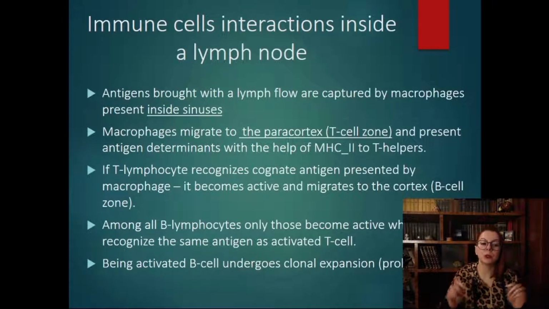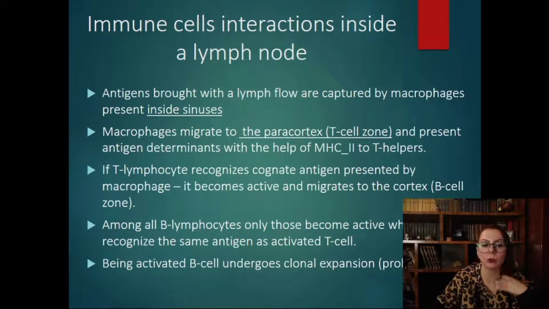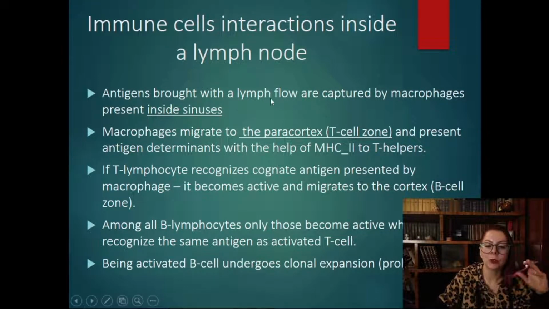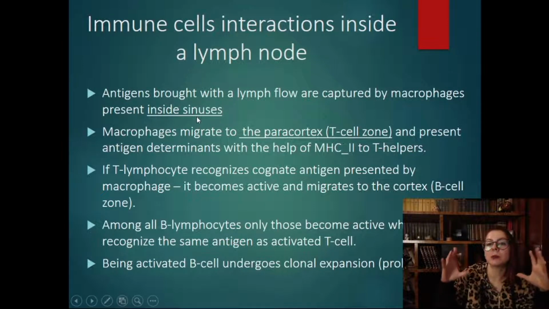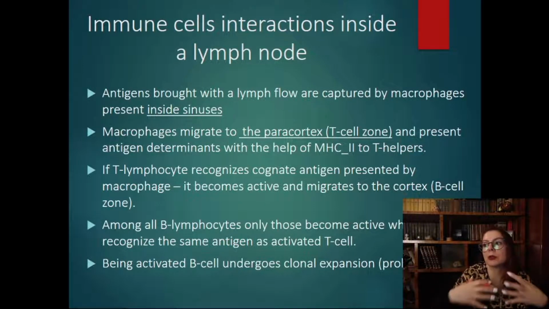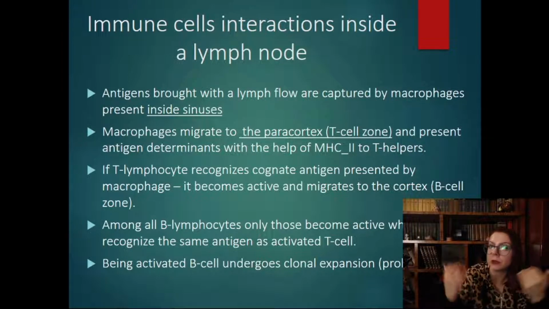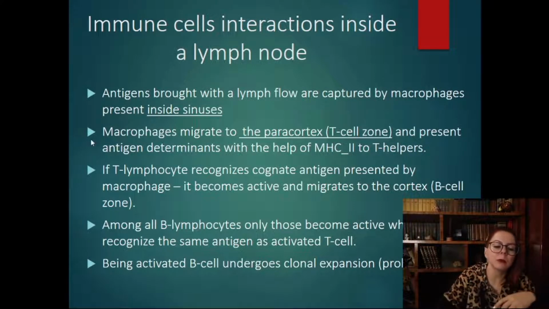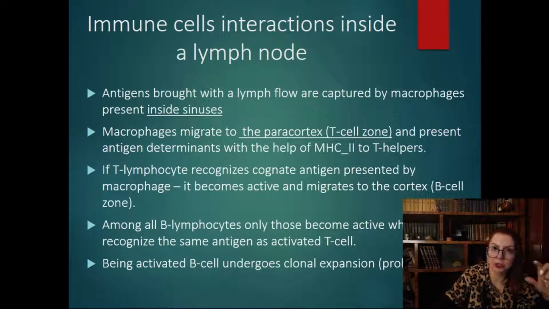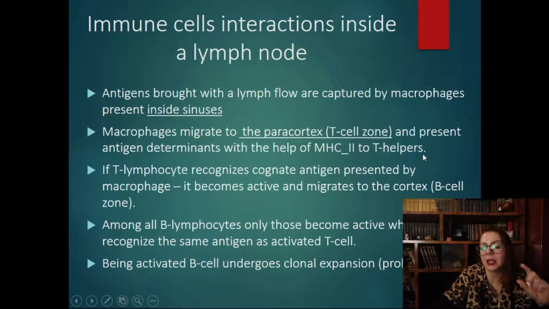Now we are ready. So, the system of events, how the lymph node works. Antigens are brought with the lymph flow and are captured by macrophages present inside sinuses. That's what we have just discussed. So, inside sinuses, macrophages are awaiting, and they capture all the rubbish, all the dust particles arriving with the tissue fluid. After that, macrophages, having captured those antigens, migrate to the paracortex, which is the T-dependent zone, rich in T cells, and present those antigens with the help of MHC2 to T helpers.